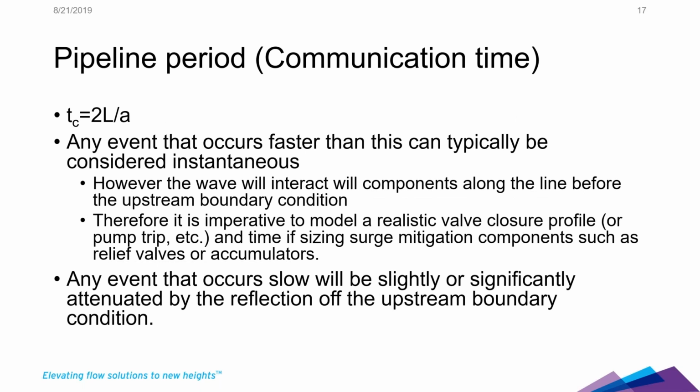Okay, pipeline period, communication time. T sub C equals 2L over A. L is any given pipe length. If you have a long system with multiple different pipes, you can estimate what your T sub C is. You could go pipe by pipe and calculate it, but you can estimate an average wave speed and then look at your overall length. That will give you a pretty good idea of what your T sub C is.